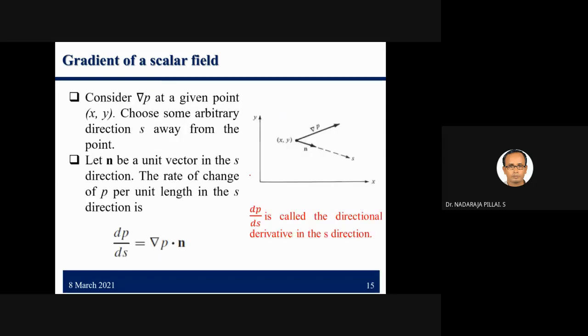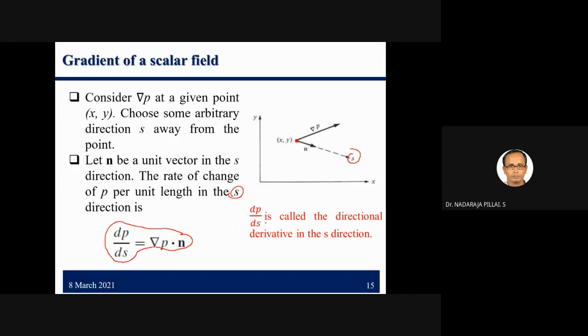Now let us consider del P at a given point x and y. Let us say this is a point x and y, and let n be the unit vector in the direction of s. So the rate of change of pressure P with respect to the s direction can be represented by del P dot n. So the pressure dP by ds can be represented in terms of del P dot n.